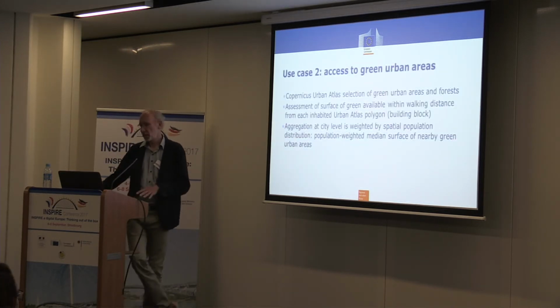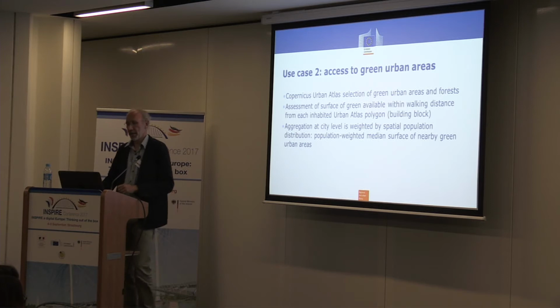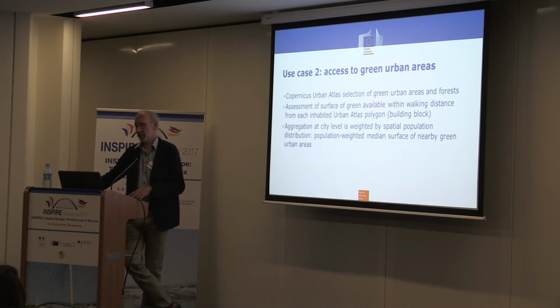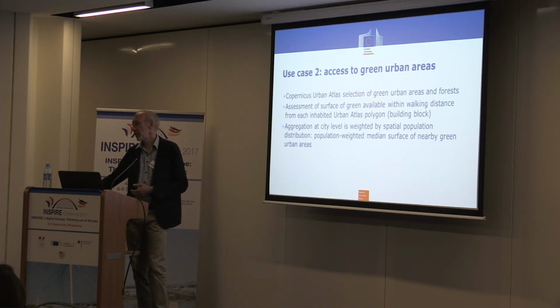Second use case is on access to green urban areas. As the Copernicus Urban Atlas contains the urban areas defined as green urban areas and also forests, we selected those and we assessed basically the surface of green areas available within walking distance from each inhabited urban atlas polygon. So the recipe is not too different from what we did with public transport, but by assessing the overall surface of green urban areas one can reach within its neighborhood. This can be aggregated at city level again weighted by the spatial population distribution, and we get a population-weighted median surface of nearby green urban areas.